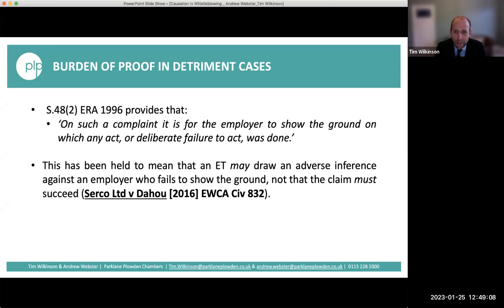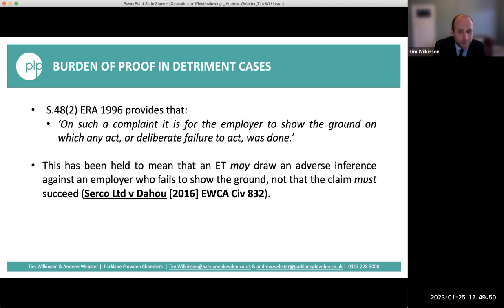It dealt with detriment and dismissal. And in relation to both of those, the Court of Appeal said, it doesn't automatically follow that a claimant will succeed, even if the employer fails to show the ground on which an act is done. The comment from the Court of Appeal was that usually, no doubt it will, but just a gentle reminder that these are fact specific. It's based on the direct evidence and the inferences that can properly be drawn from that evidence. So it's not inevitable, but inferences may be drawn. And that can, as I say, be particularly useful in these sorts of cases.